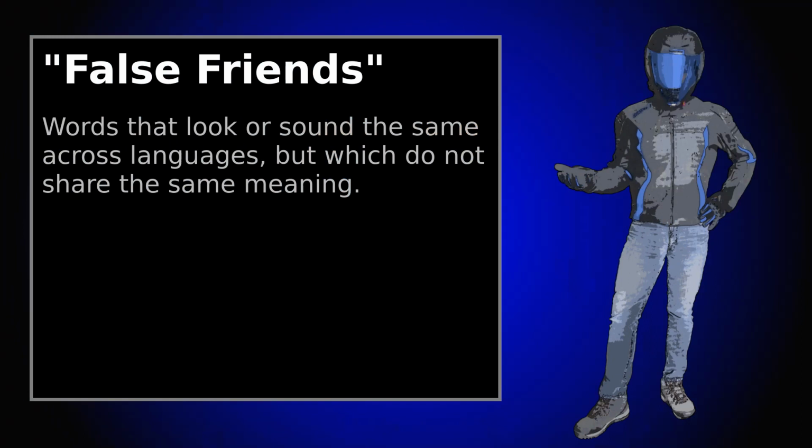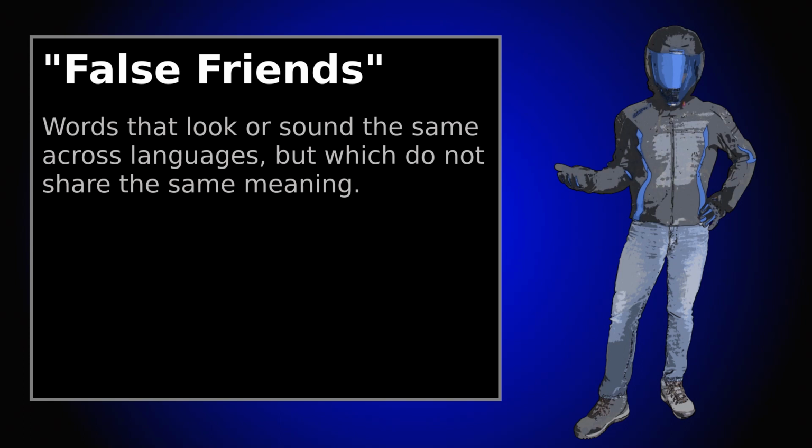Let's talk about something called false friends. This is a linguistic term to refer to words that have similar or identical pronunciation and or spelling across languages, but which do not share the same meaning. This is either because the words are not related at all and happen to be pronounced or spelled the same way by sheer coincidence, or because the words were related at some point in the past, but whose meaning has shifted in one or both languages over time to the point where the words are now effectively unrelated.